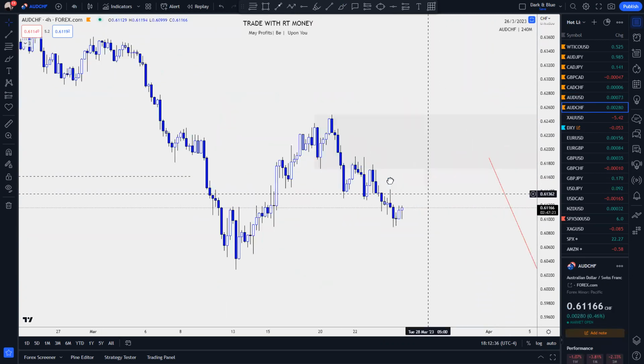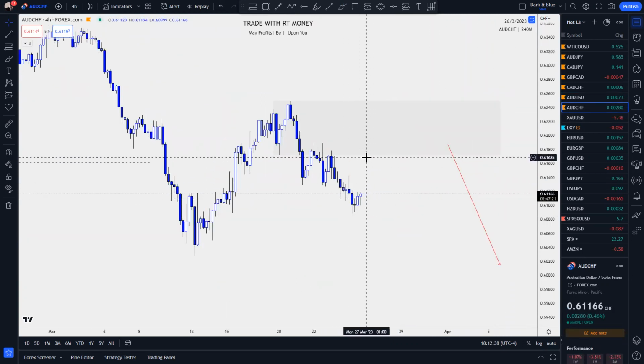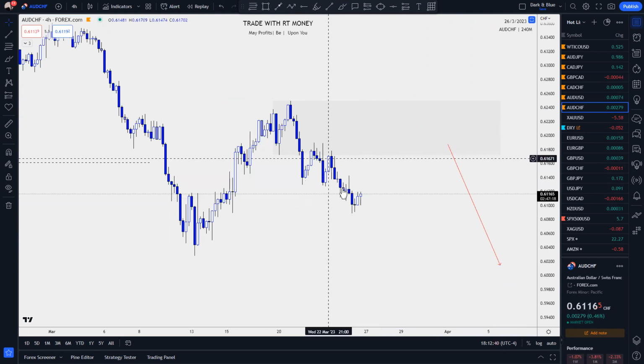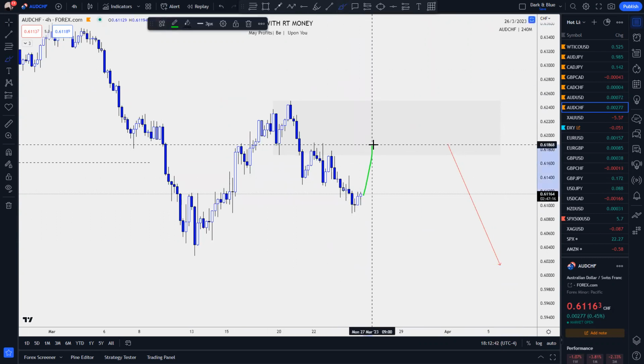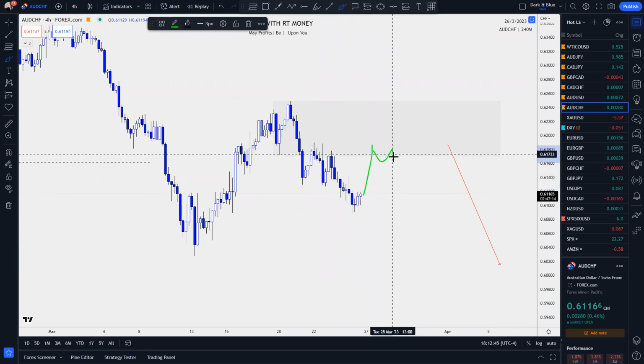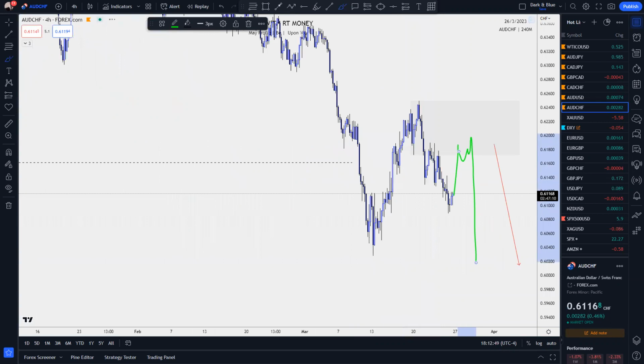All right, so what am I looking for? I'm looking for price to flag up, maybe sweep these highs, and then we'll get a nice setup for a sell. That's what I'm looking for. So that's on a 4-hour.